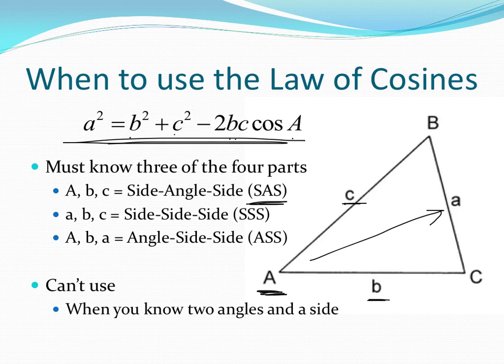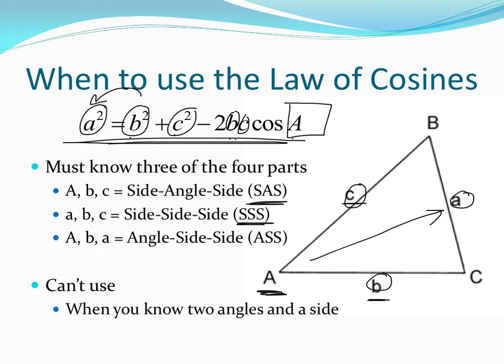It can also be used in a side-side-side situation. So if you know side a, side b, and side c, you could plug those in to all of the sides and use the formula to find the angle A. Of course, if you reordered it, you could put b squared over here and you could find angle B if you wanted to.